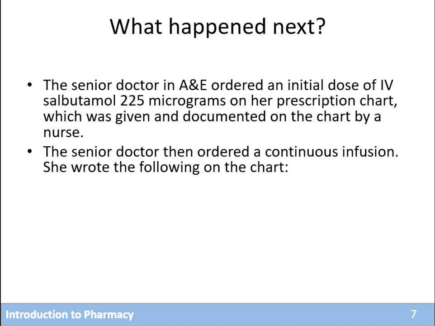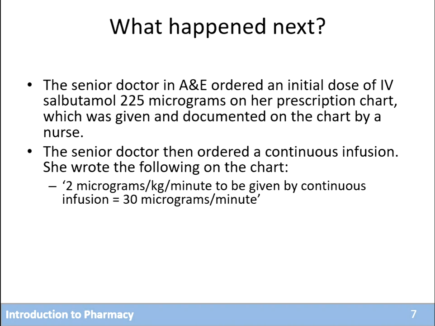The doctor then ordered a continuous infusion, again as per the instructions in the children's BNF. She wrote the following on the chart: 2 micrograms per kilogram per minute to be given by continuous infusion. So that means we have 30 micrograms per minute, because if she's 15 kilograms, 2 micrograms times 15 is 30. So 30 micrograms per minute.